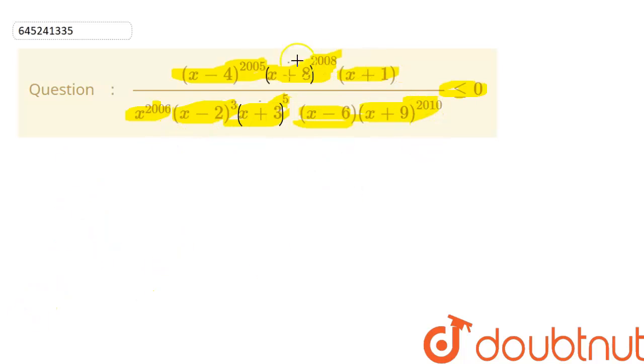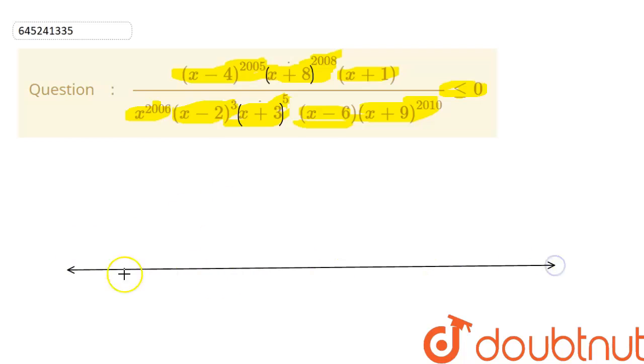So for solving this question we are going to use the wavy-curvy method. For that we are going to draw the number line here. So let us say that this is the number line, and now we are going to determine the critical points, that is, those points at which the value of this expression becomes 0.